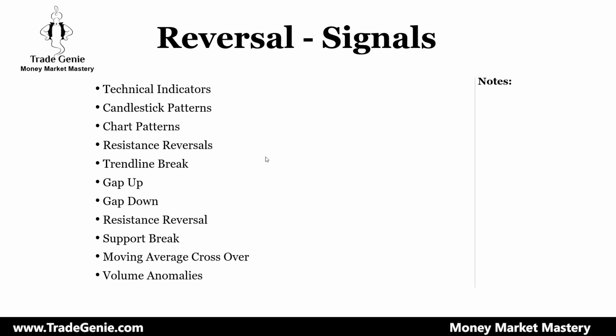The other could be resistance reversal. So if you have identified the resistance, and the market breaks above the resistance and then sharply reverses down, that's your signal. The market broke the resistance, and now it's reversing sharply to the downside. It's like crossing the river and then coming back.